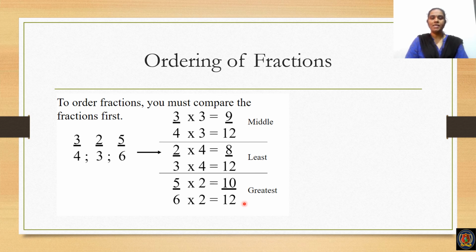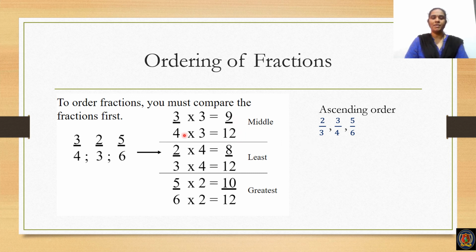We can now easily compare the given fractions by comparing the numerators. 8 is the least number. So 8 by 12 comes first in the ascending order. Let us first look at ascending order. 8 by 12 is the least, so it comes first. 8 by 12 is nothing but 2 by 3. So 2 by 3, and 9 by 12 comes next in the ascending order.